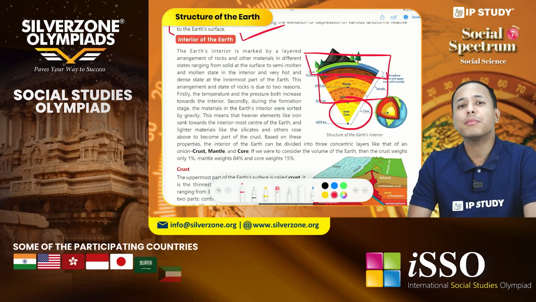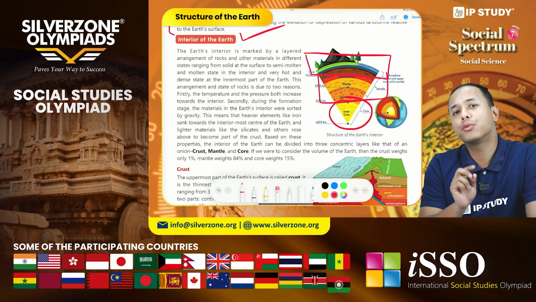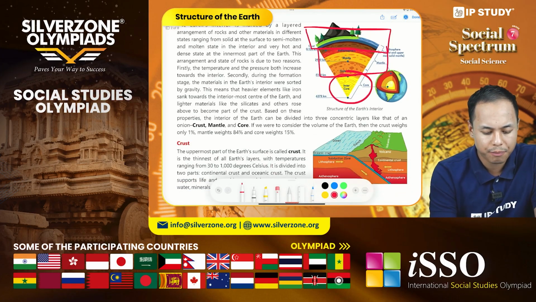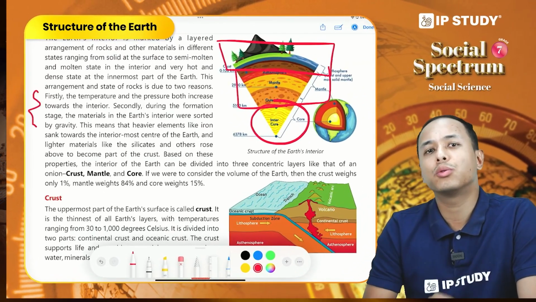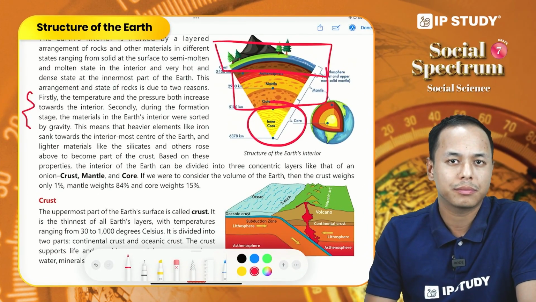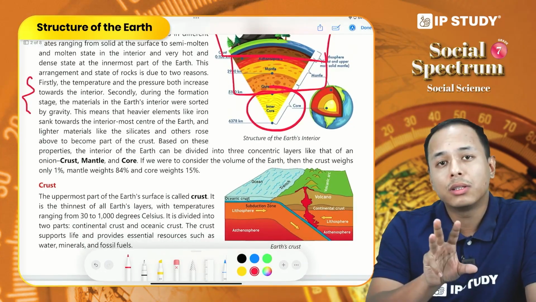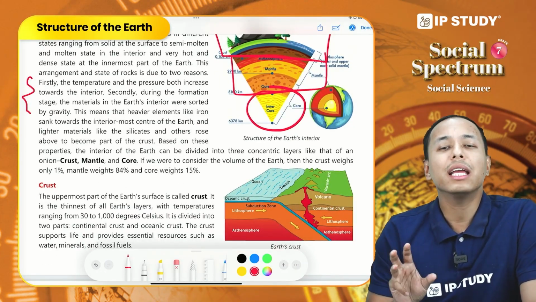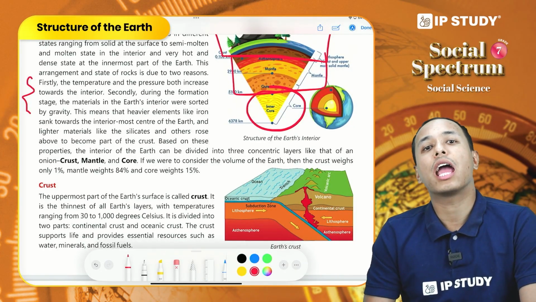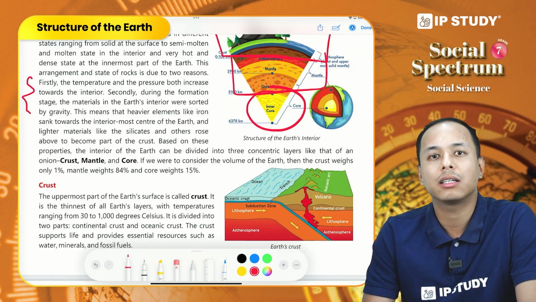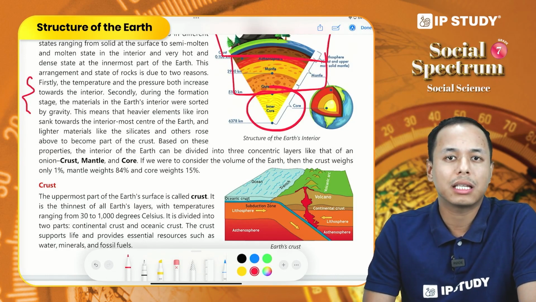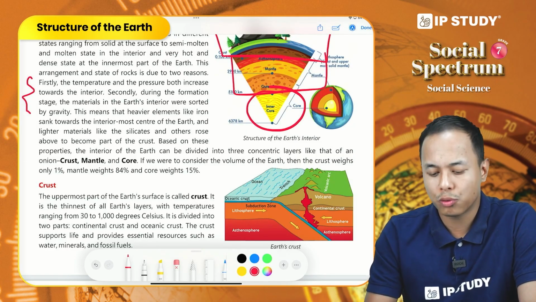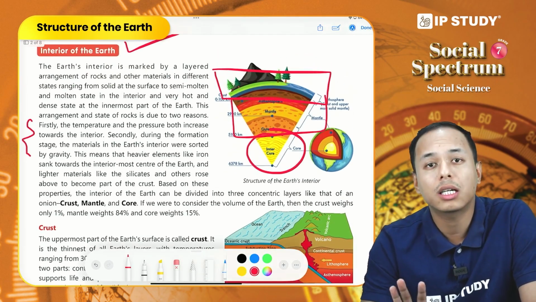This arrangement is because of 2 reasons. First, temperature and pressure both increase towards the interior of the earth, and secondly, this arrangement was sorted by the gravity of the earth. That means the heavier materials, like iron, sank to the interior, while the lighter materials, like silicates, rose up to form the surface or the crust.